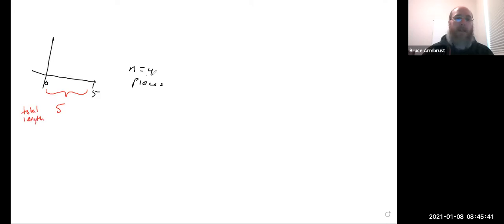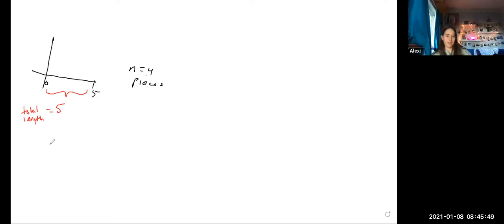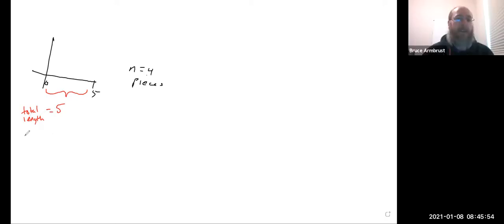But we want to split it into 4. So if we're going to split that into 4, what mathematical operation do you do? Divide. Yeah, you just divide. So if the total length is 5, then the little interval length is going to be 5 divided by 4. You can do that as a fraction or as a decimal. Doesn't really matter. They're both equivalent.